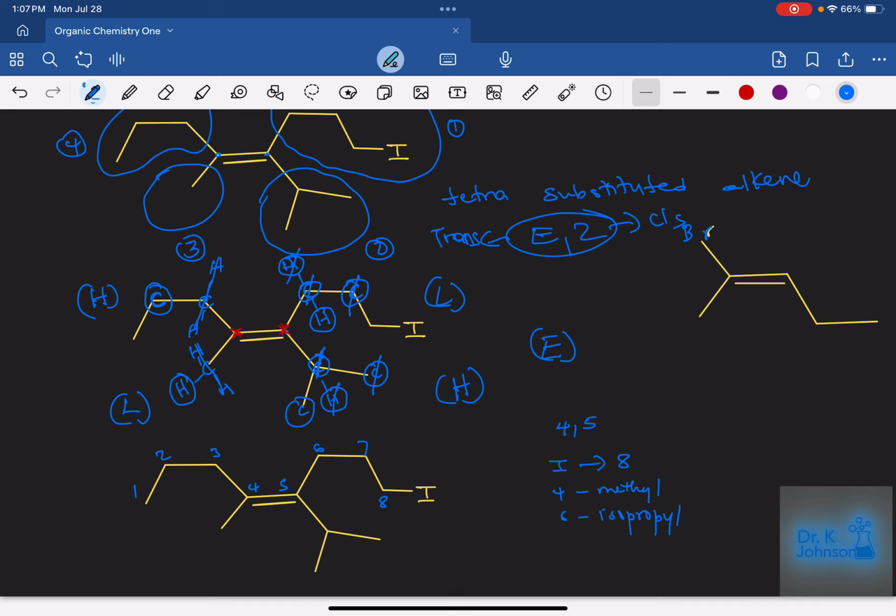So that's one way. What if we number in the opposite direction? Let's see what happens in the opposite direction. If we do 1, 2, 3, 4, 5, 6, 7, 8. Here, the double bond is still 4, 5, but let's see what's going on with our substituents. On carbon number 1, right, we have the iodine. On 4, we have our isopropyl. And on 5, we have our methyl.